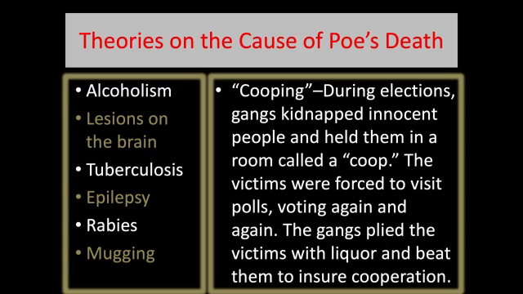Now, it was election time, and during the elections, gangs would kidnap innocent people and hold them in a room called a coop. And these victims were forced to visit polls, voting again and again. The gangs plied the victims with liquor and beat them to ensure cooperation. And when we find Poe eventually in the street, he looks like he's been beat up, and he looks like he's been absolutely drugged with so much alcohol.